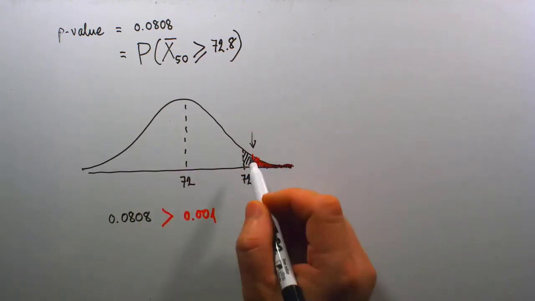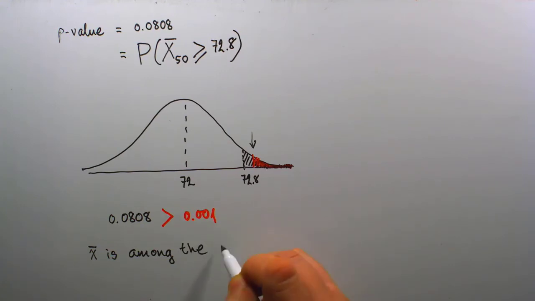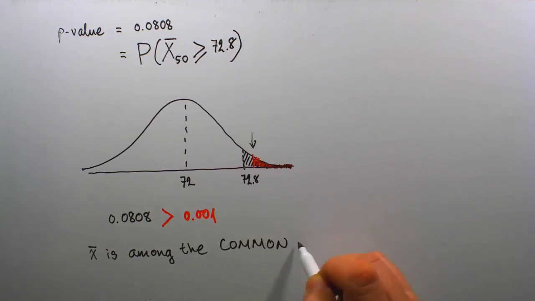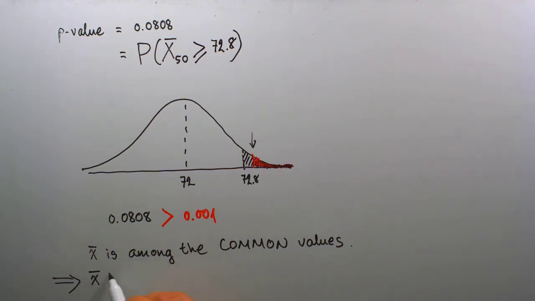So that's now proven that our sample mean X bar is among the common values. And that leads to a stronger statement that our sample mean value itself is a common value.